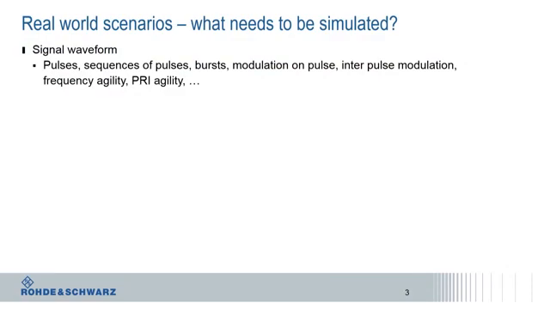So first of all, let's look at real-world scenarios and what needs to be simulated. First of all, of course, we need to simulate the signal waveform. It consists of pulses, sequences of pulses, bursts, maybe modulation on pulse. Inter-pulse modulation in order to achieve frequency agility or PRI agility is also needed sometimes.